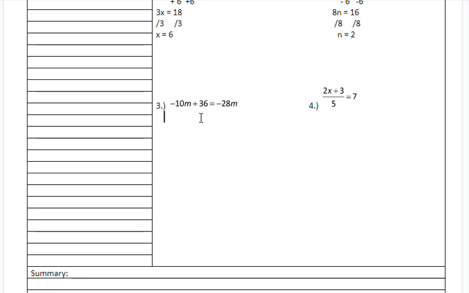So the opposite of negative 10m would be positive 10m. So I'm going to add 10m to both sides. I'm not separating the 10 and the m yet. I want to get my like terms together. So those cancel out, and I'm left with 36 equals negative 18m. So now on my next line, I need to separate the 18 and the m. So I need to divide by negative 18. Now I'm ready to separate the 18 from that m. So divide by negative 18.